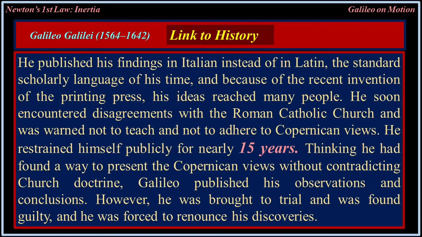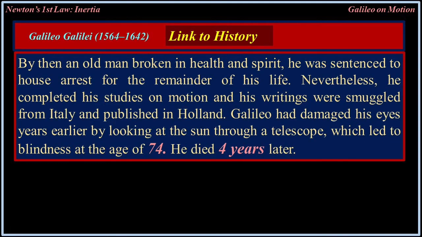Galileo published his observations and conclusions. However, he was brought to trial by the Roman Catholic Church and was found guilty, and he was forced to renounce his discoveries. By then, an old man broken in health and spirit, he was sentenced to house arrest for the remainder of his life. Nevertheless, he completed his studies on motion, and his writings were smuggled from Italy and published in Holland.